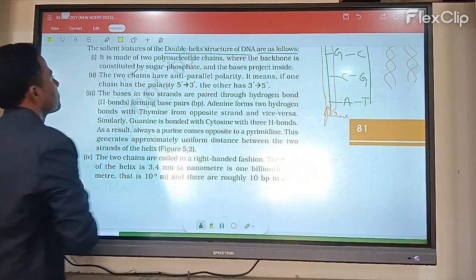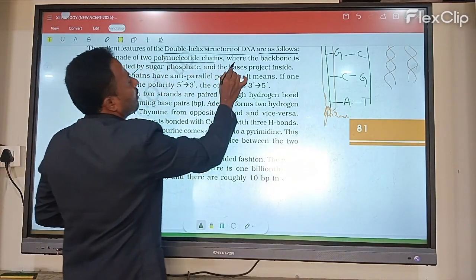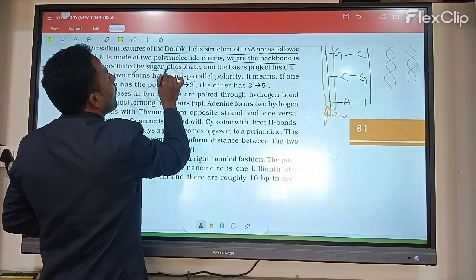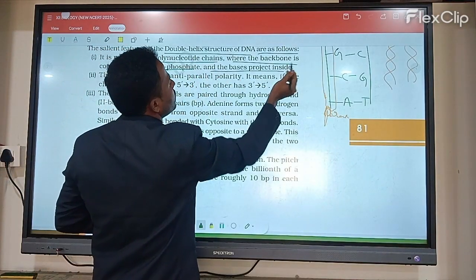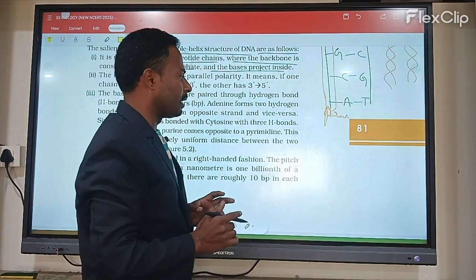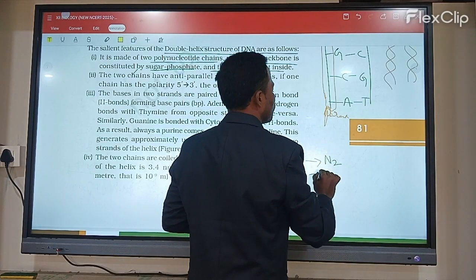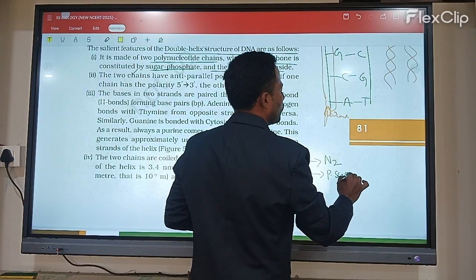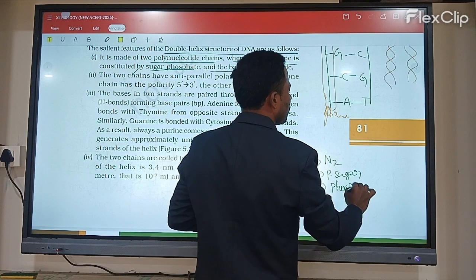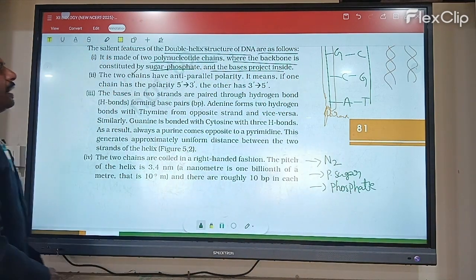First, it is made up of two polynucleotide chains, where the backbone is constituted by sugars and phosphate groups, with base pair projections inside. So when you take any one particular DNA, it has three compulsory components. One is a nitrogen base, second is a pentose sugar, and third is a phosphate group. The phosphate group is a must. Yes or no?